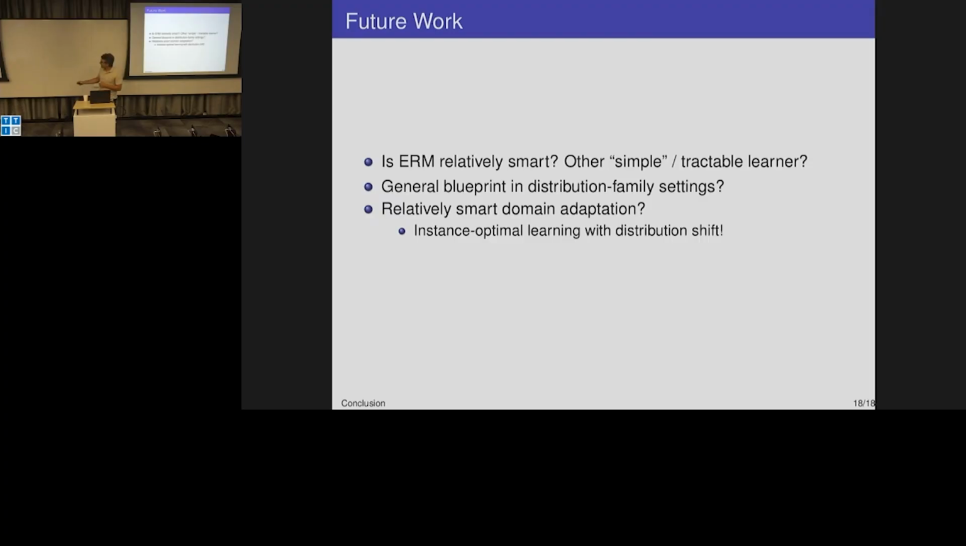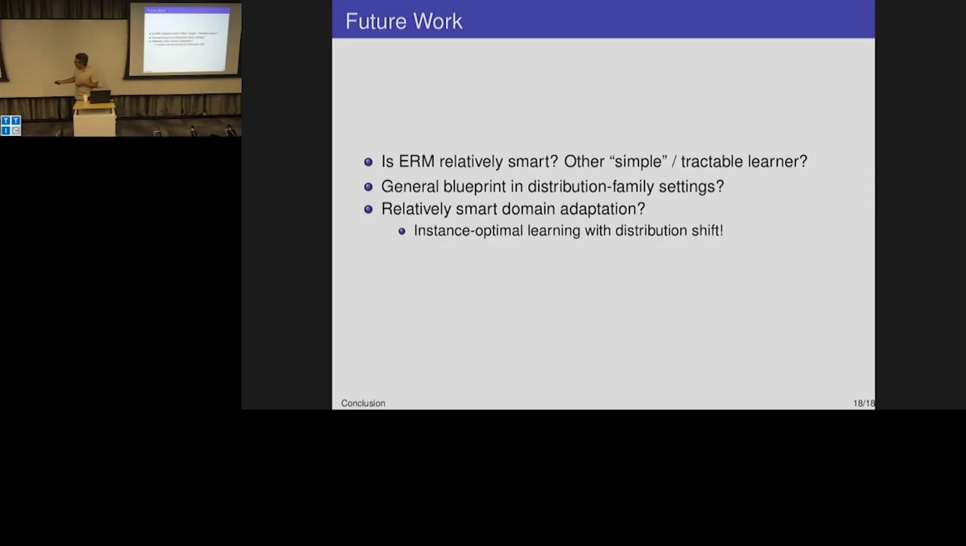And a very interesting question has to do with domain adaptation, which is actually how we started thinking about these questions. We actually didn't set out wanting to understand smart learning. We wanted to understand domain adaptation, and we were trying to ask ourselves, is there something instance optimal I can say about domain adaptation? And then we realized pretty quickly that if I want to do it for two domains, first I have to do it for one domain, and that's what this paper does.